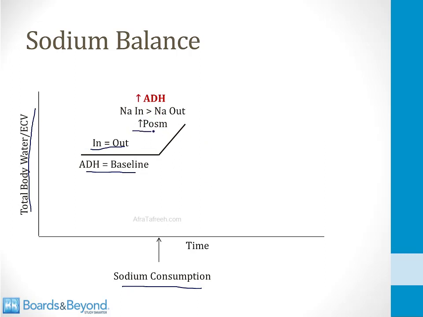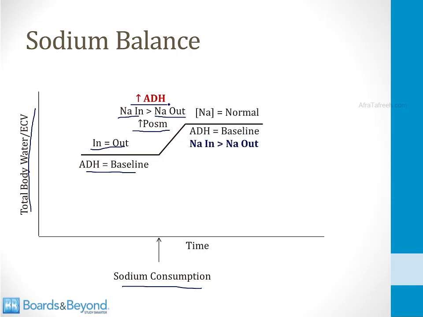This will raise the plasma osmolality because you're consuming more sodium than you're putting out. That will be sensed by the body, and the amount of ADH released by the pituitary will go up. The body will then begin retaining water, and the amount of total body water, the y-axis on this chart, will begin to rise. This will keep the plasma sodium concentration normal, and then the ADH will come back down to the baseline level.